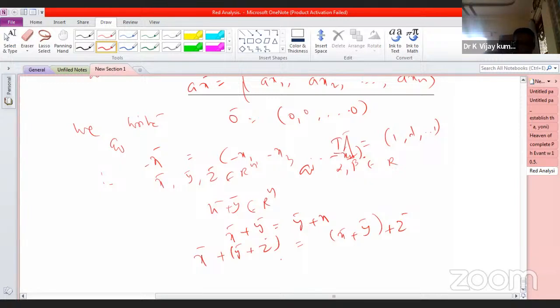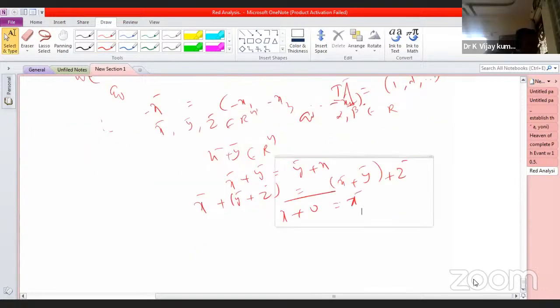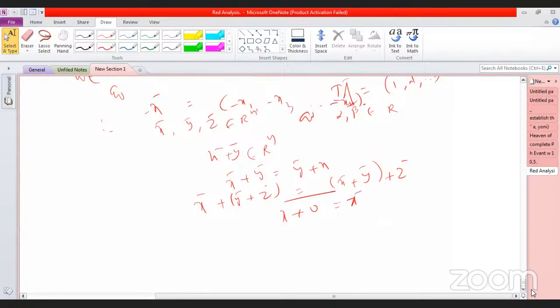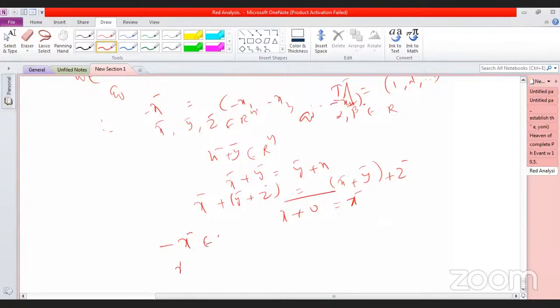Then what is this identity? x bar plus 0 bar is equal to x bar. I am adding, not multiplying. Addition, 0, sir. x bar plus 0 bar is equal to x bar.